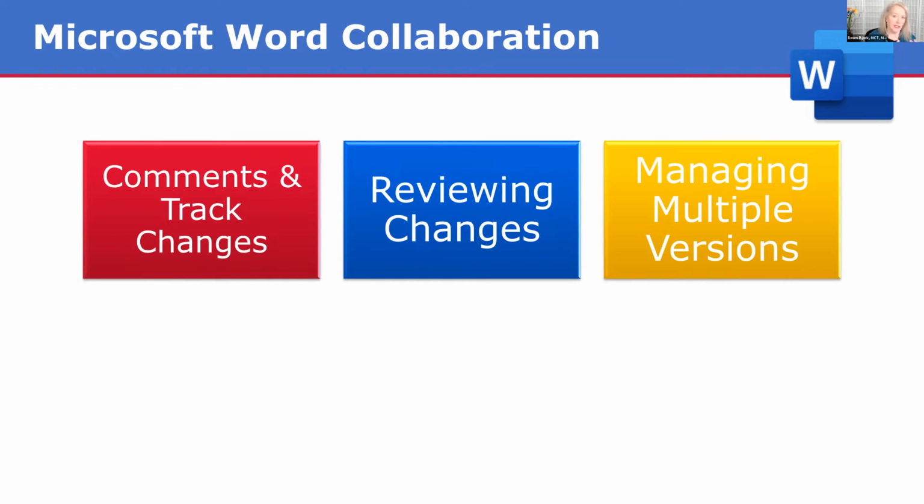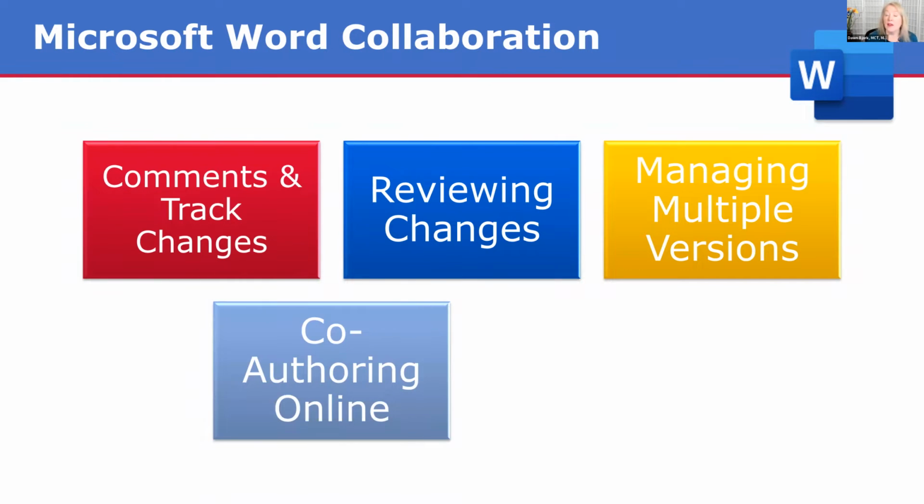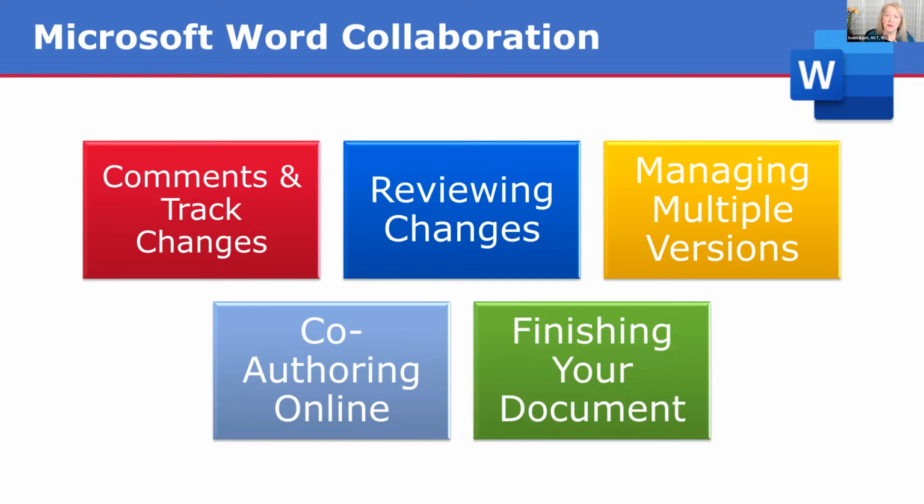How do you manage working with multiple versions where perhaps people have worked with different copies? How can you compare those? What are the options that we have available for working online and co-authoring, that is, working with the document at the same time? And what are some important steps for you to know when you are finishing your document? When you've gone through this whole process, what are some key steps that you need to keep in mind?